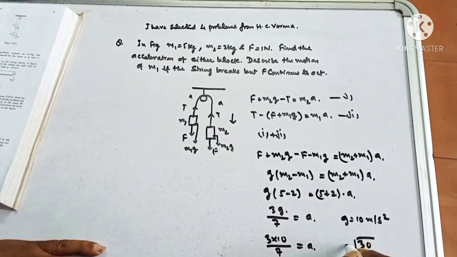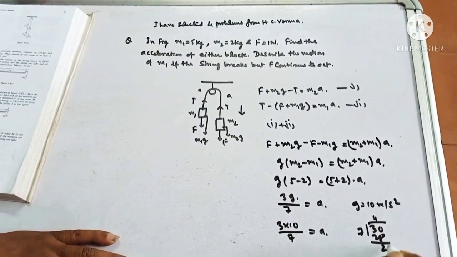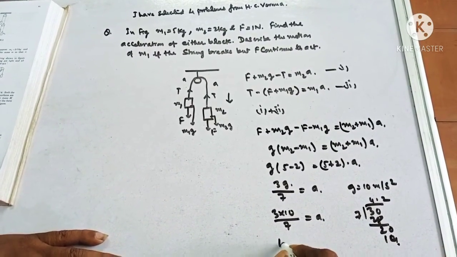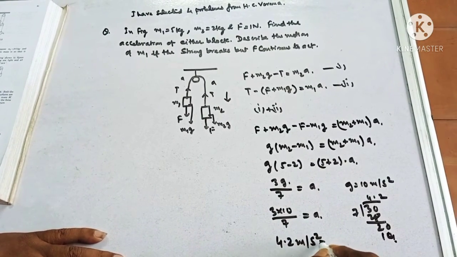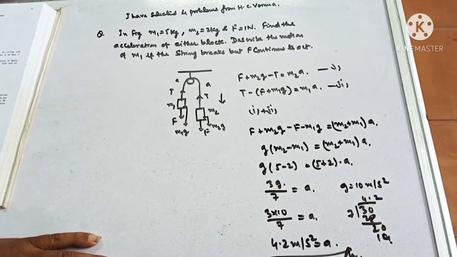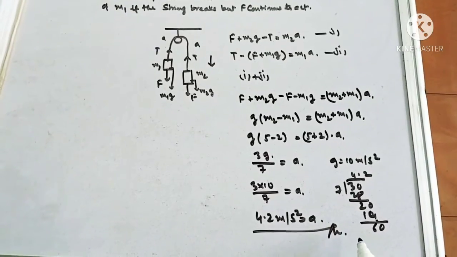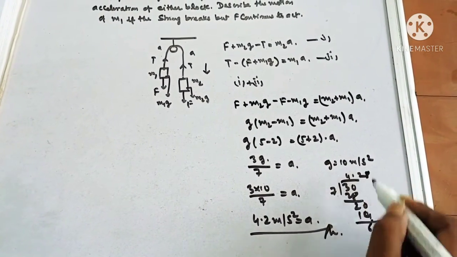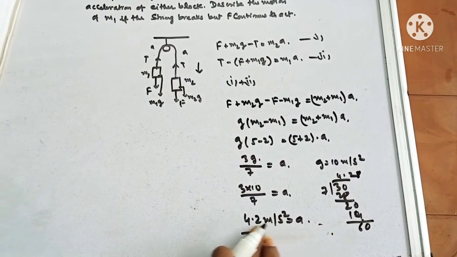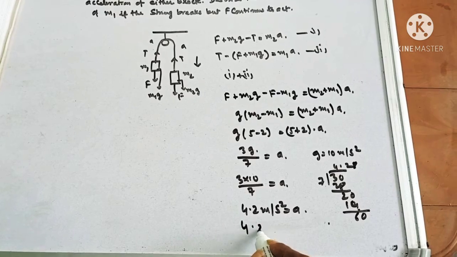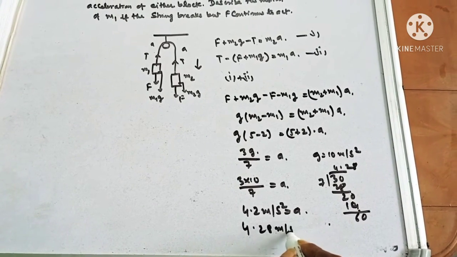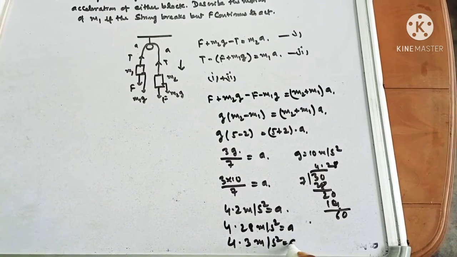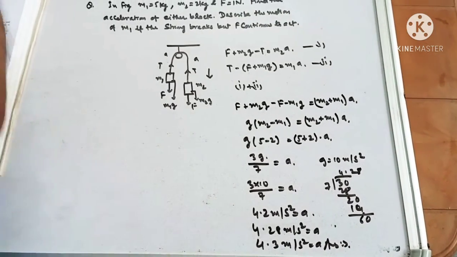So 30 divided by 7: 7 fours are 28, 2.0, 7 twos are 14. So it comes out to 4.2 meter per second square is equal to A. This is your answer. Now when we divide it, 7 eights are 56, so this comes out to be 4.28 meter per second square is equal to A. You can roughly say 4.3 approximately is equal to A. This is your answer.